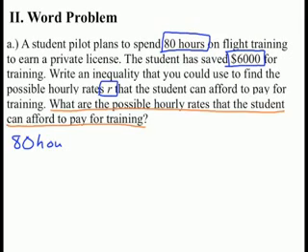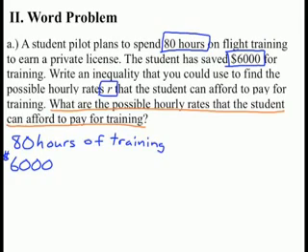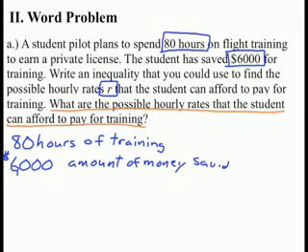So if we list that information that we identified as valuable, we have 80 hours of training. That's how many hours of training we need. We have a total of $6,000 saved. So we have $6,000 is the amount that we can spend on training. Last we have R, the rate per hour that we can afford to spend on flight training.